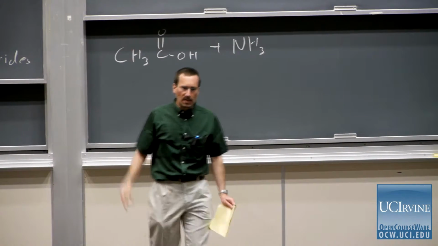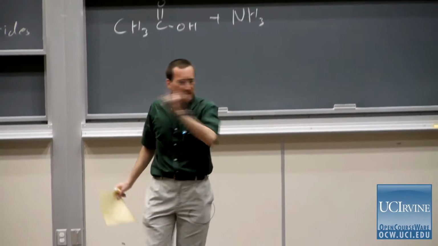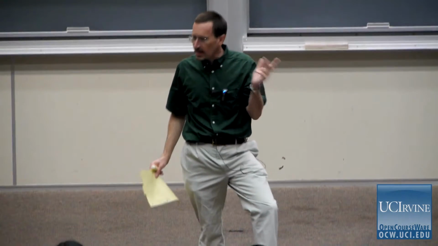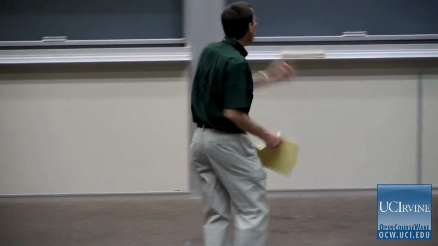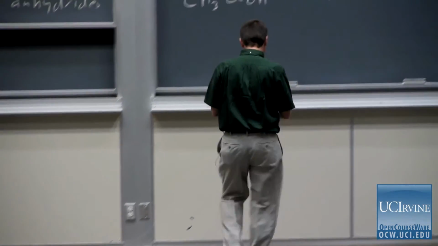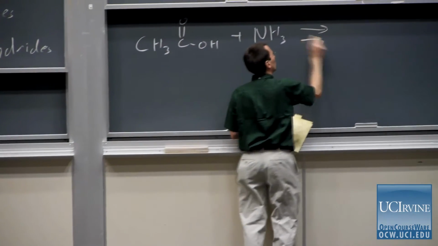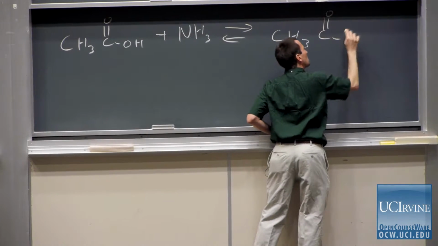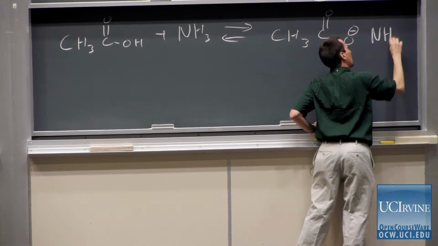Now, if by comparison I take acetic acid and I mix it with ammonia, you might think it's going to be very similar. But acetic acid has one thing that's very different than methyl acetate. It's got an acidic proton. So if I mix acetic acid and ammonia, you get a salt. You get ammonium acetate.